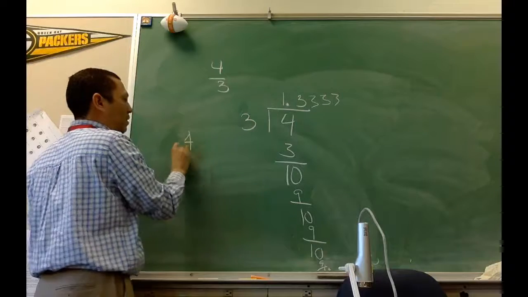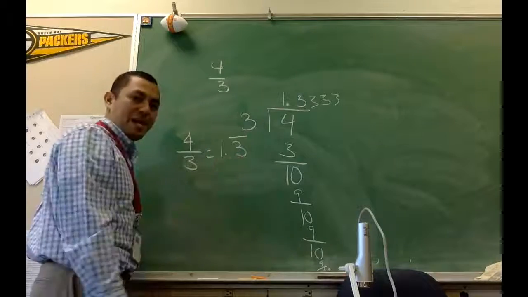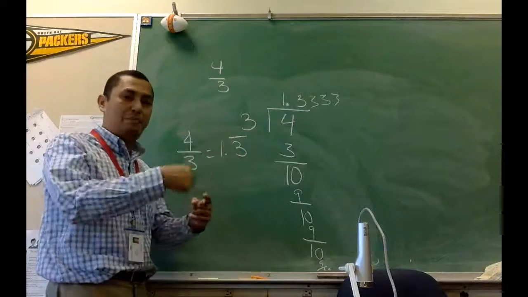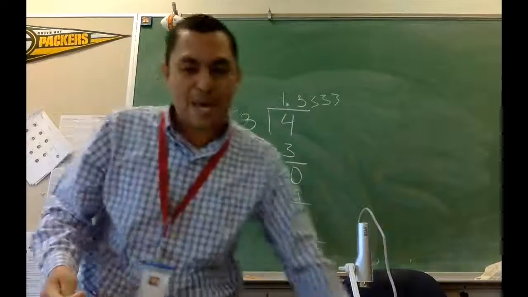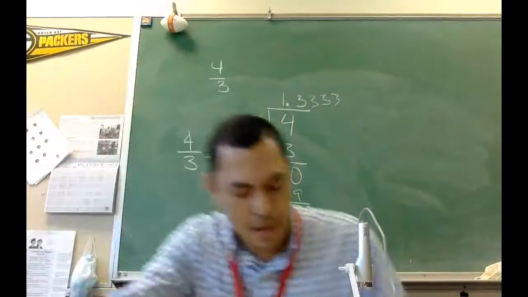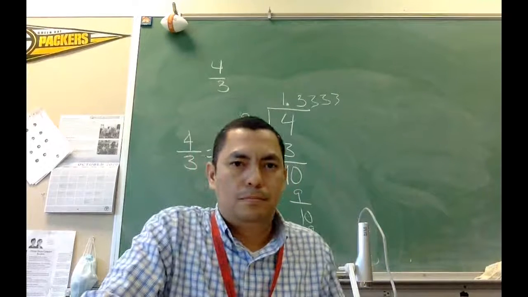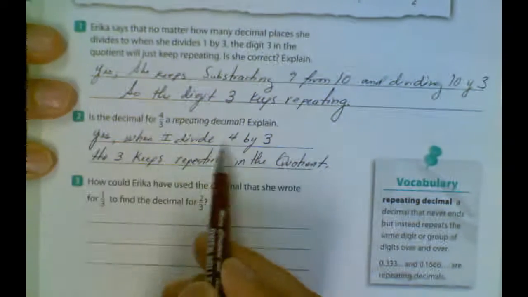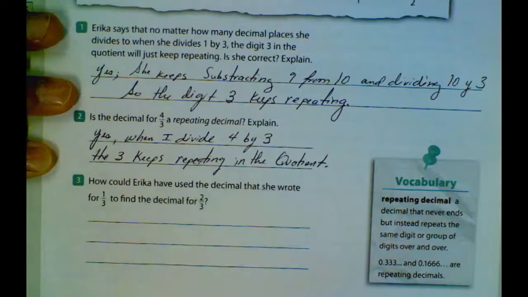So 4/3 is equal to 1.3 with the dash, because the 3 keeps repeating and repeating. So it's a repeating number. So question number 2 is yes, when I divide 4 by 3, the 3 keeps repeating in the quotient.